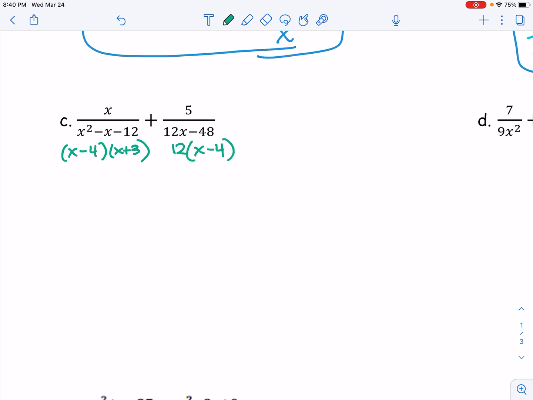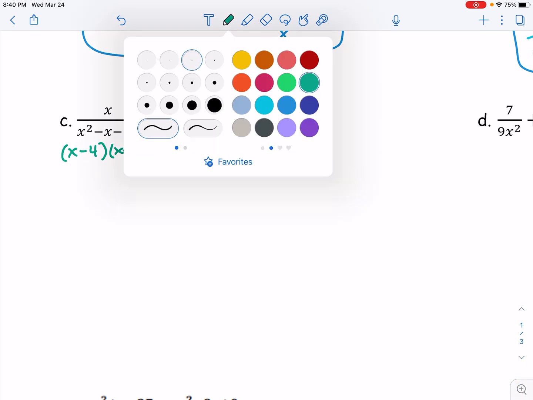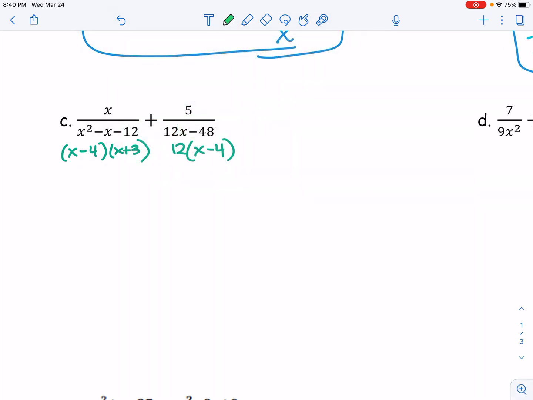And so now I want to compare the two denominators. I notice that they both have that x minus 4 in common. So I need to multiply by what the other one doesn't have, or does have, if you want to look at it that way. On the right-hand side, I see an x plus 3, but it's not on the left-hand side. So the left-hand side needs to get multiplied by x plus 3. And on the right-hand side, I have a 12, which is not on the left-hand side.